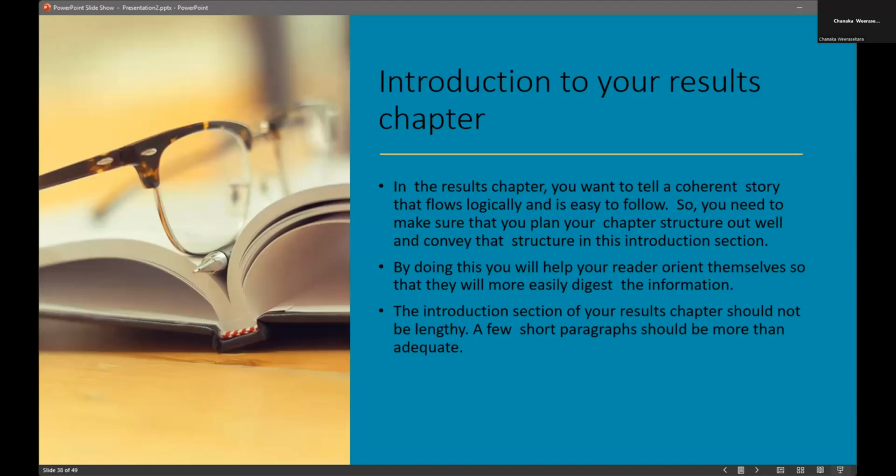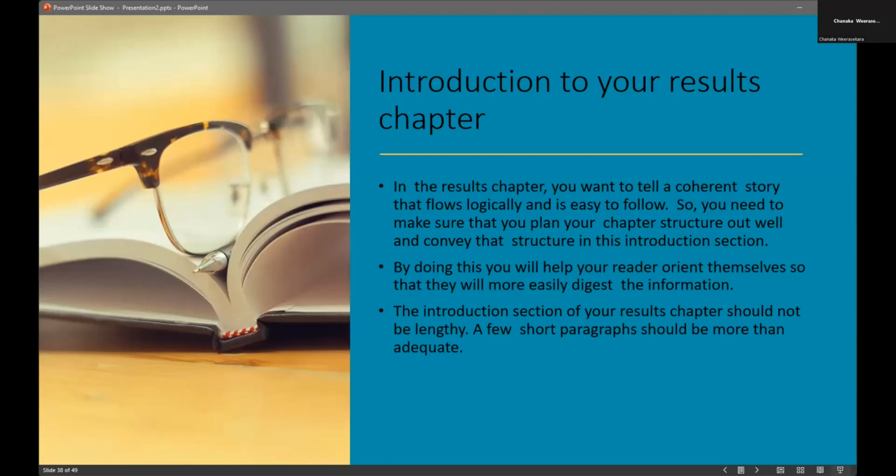So as I mentioned earlier, the introduction section should not be lengthy. One or two paragraphs is more than enough. What you should give the reader is a reminder of what we have been doing: what the purpose is, why we are doing it, what objectives we have, what methodology we followed, and what the structure of this particular section is that we are going to read, and everything else.